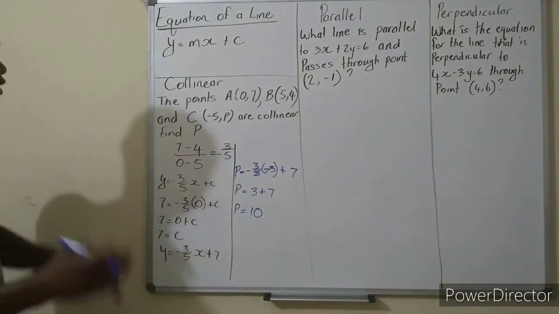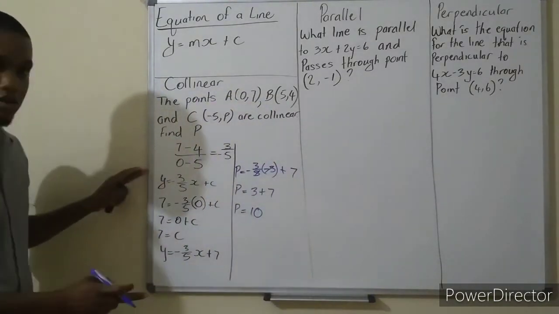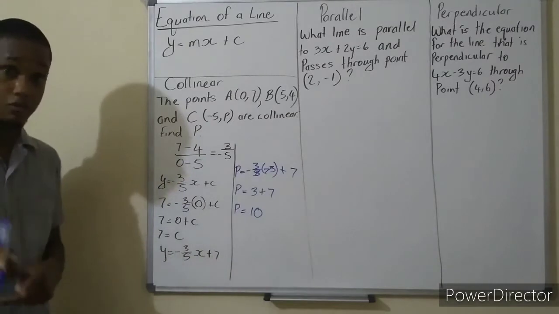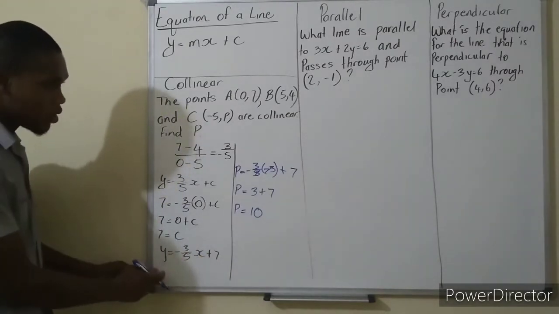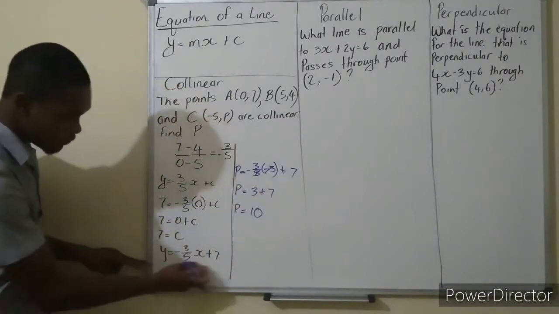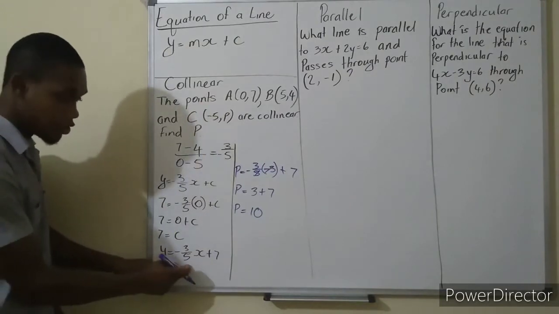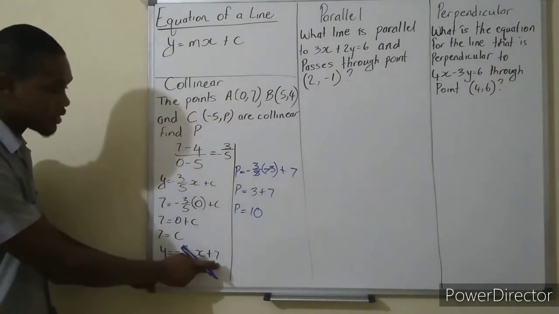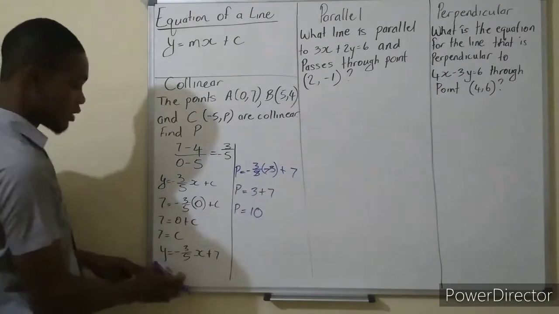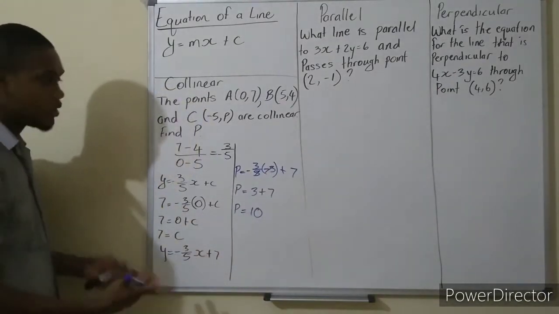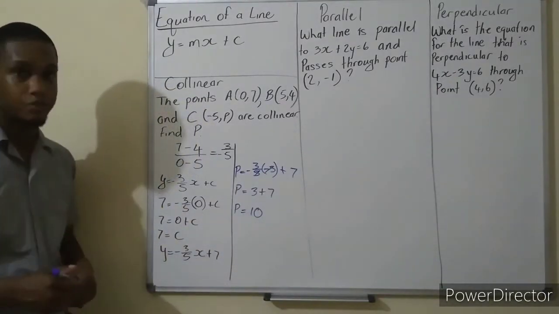And that's it. So first thing, find your gradient. Then you'll try to find c if it's not given. And when you find c, you'll just use the equation of the line where you have both the gradient and the value of your constant, and then you'll put in your x and y values accordingly, and you'll be able to solve for the missing value.